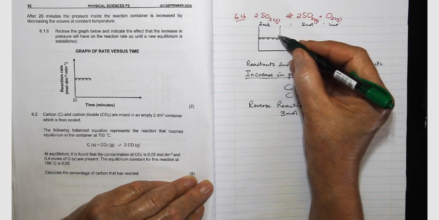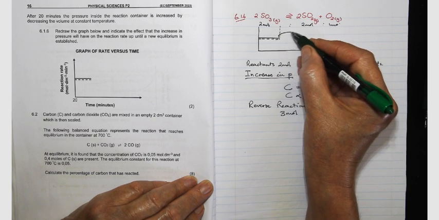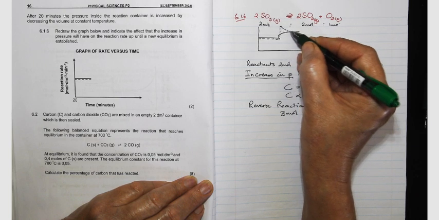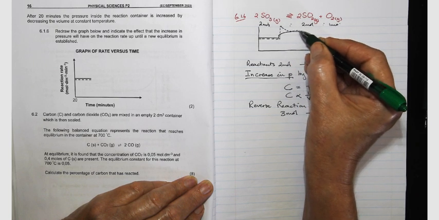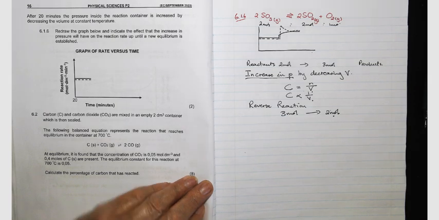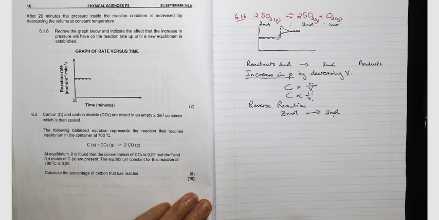This solid line represents the forward reaction, and after some time the reverse reaction and the forward reaction will reach a new equilibrium at a higher rate because the volume of the container is made smaller. That explains question 6.1.6. The next question we need to explain is question 6.2.